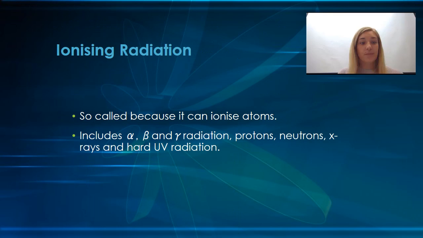So I just used a term called ionizing radiation. What does that mean? It's called ionising radiation because it can ionise atoms. And to ionise atoms means that it can make an atom lose or gain electrons. So it can give them enough energy to lose or gain electrons. And that can be quite dangerous, especially in living tissue. So ionising radiation includes alpha particles, beta particles like beta plus or beta minus particles, gamma radiation, it can be protons, it can be neutrons, it can be X-rays, it can even be ultraviolet radiation like from the sun.